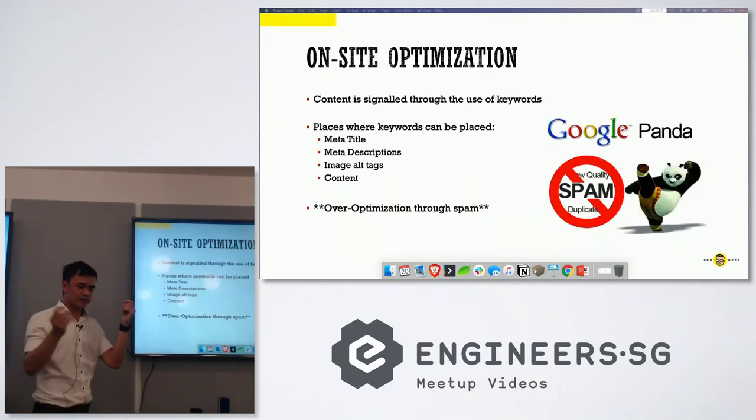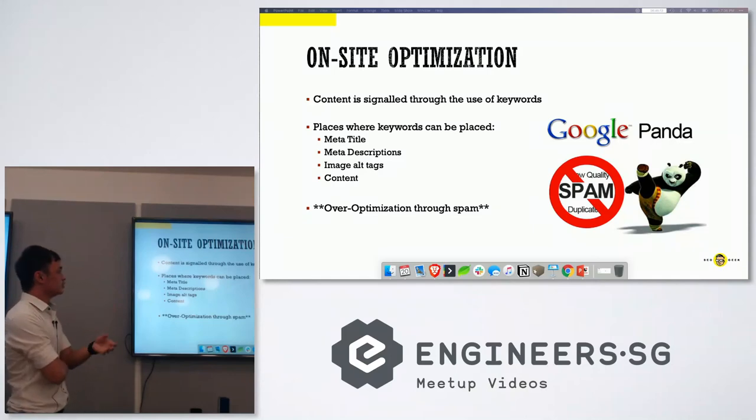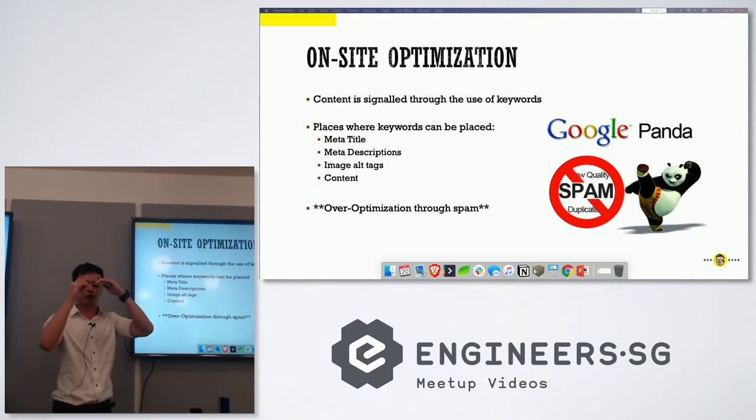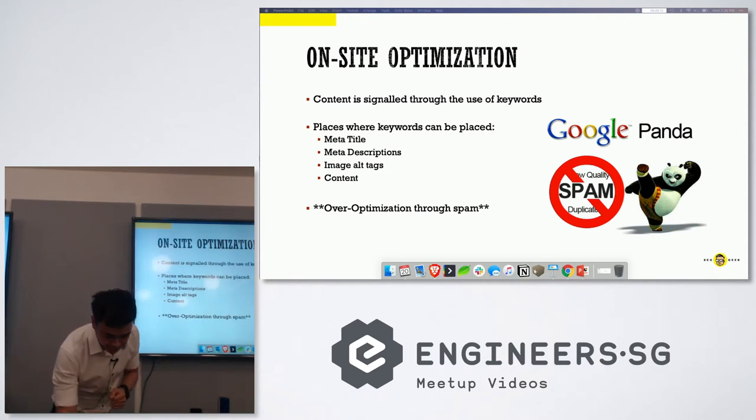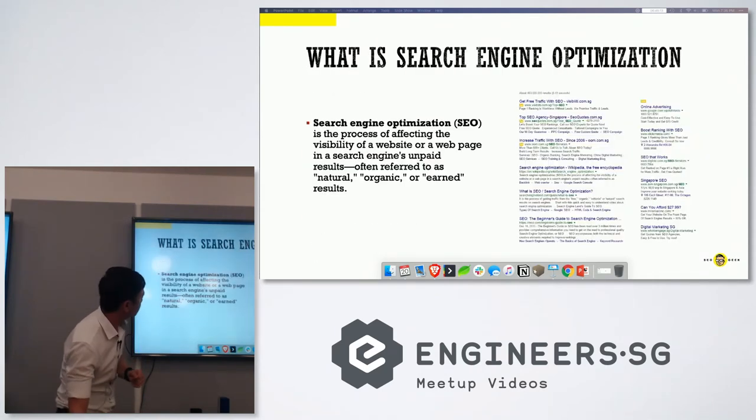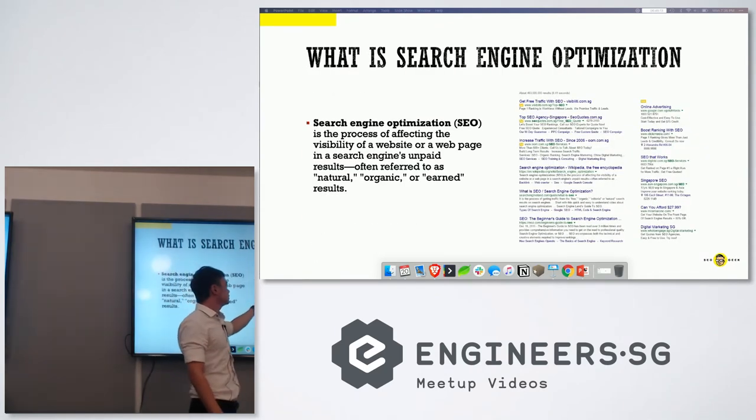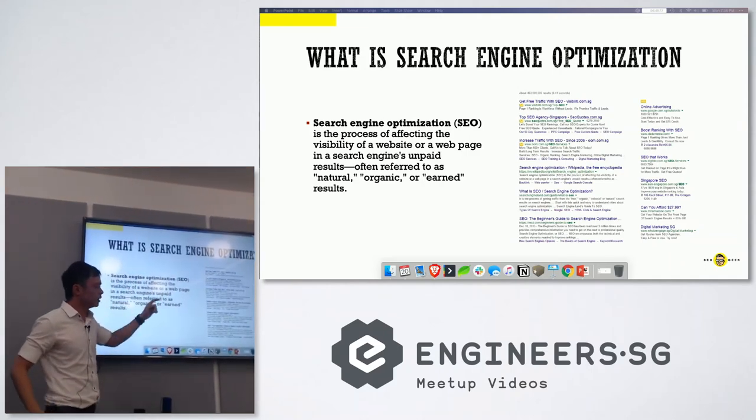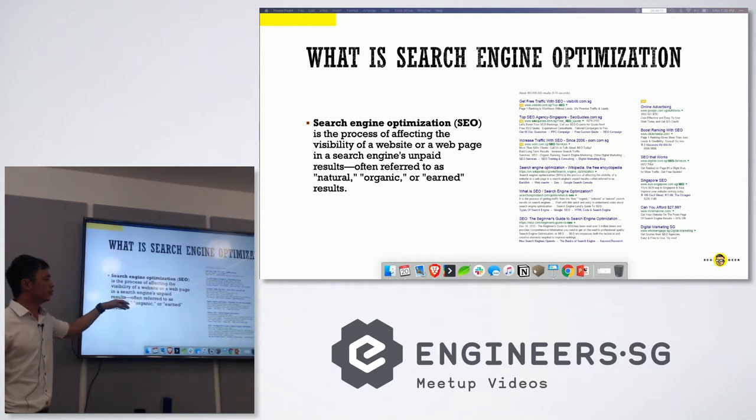So on-site optimization, content is signaled through the use of keywords. If you understand what a meta title and description is, it's basically when you go into Google. Let me see what I can show you. Meta title and description is this. So this is your title. This is your description. So you can actually optimize this to improve your rankings.